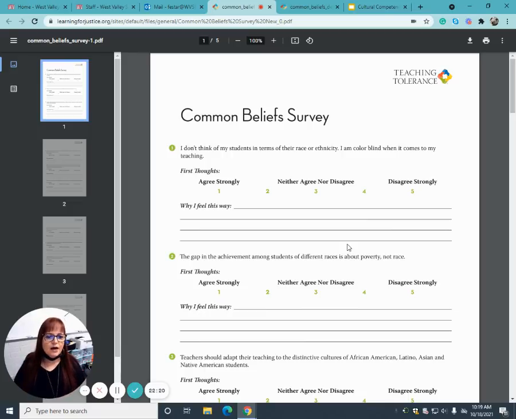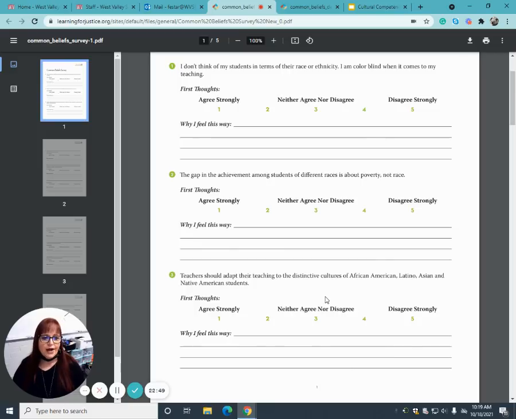Okay. So the first one: I don't think of my students in terms of their race or ethnicity. I am colorblind when it comes to my teaching. Your first thoughts, I want you to just write down: do you strongly disagree, disagree, neither, agree, or strongly agree, and why you feel this way. Okay. And then you're going to go through the rest.